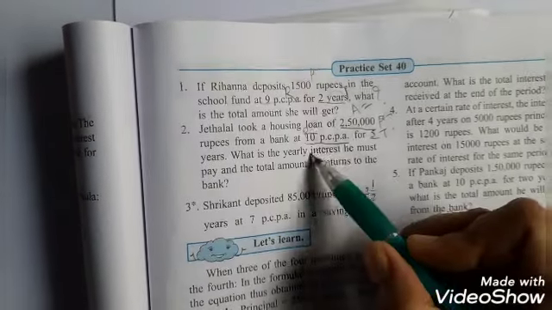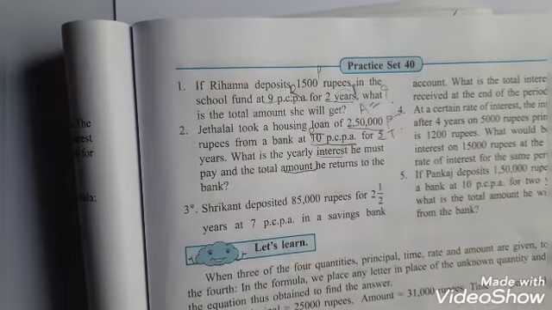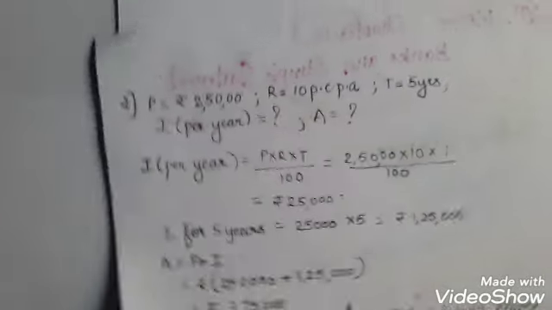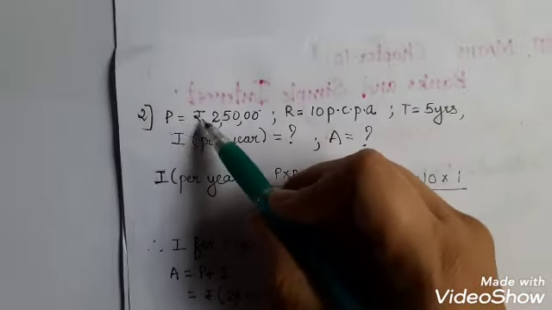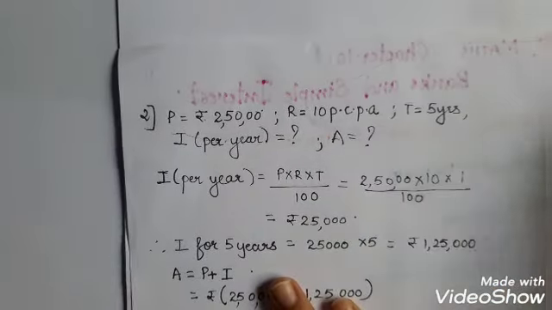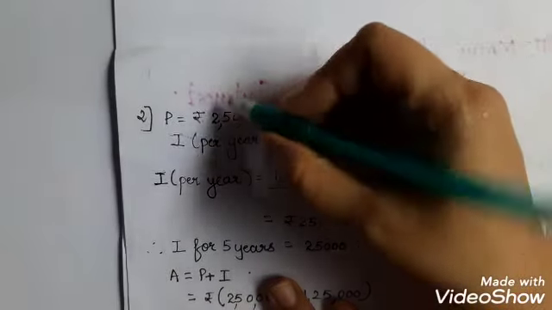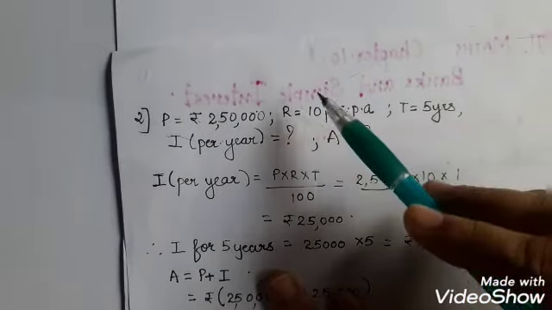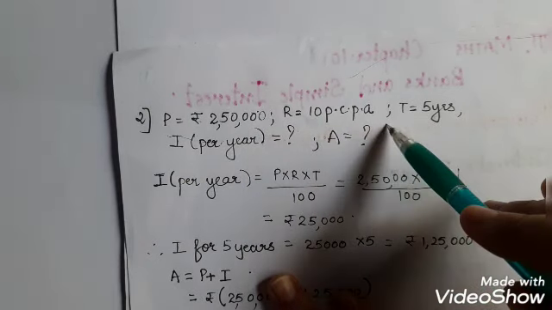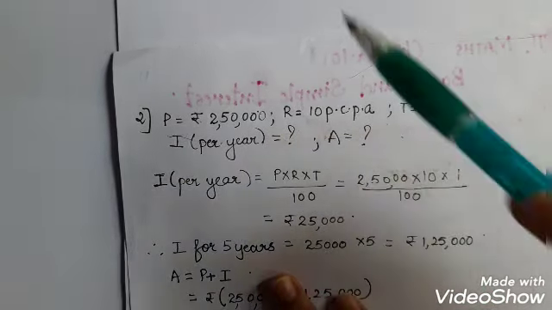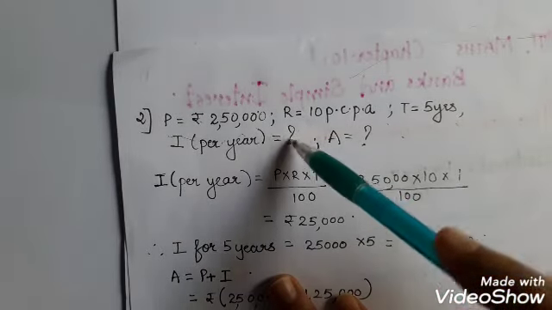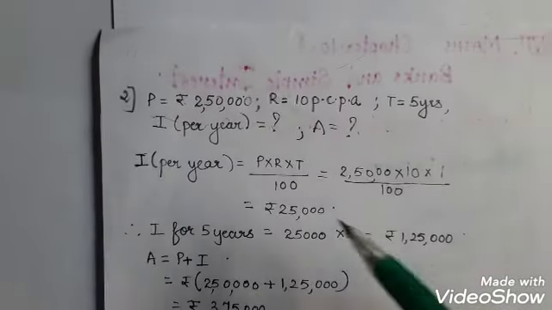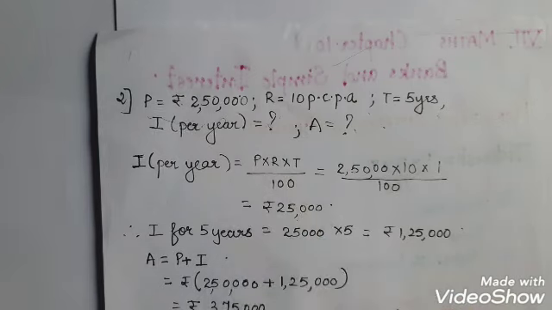So we have to find the interest and, along with that, we have to find the amount. So now let us see the sum. Solution. Principal is 2,50,000. R is 10 percent per annum. T is 5 years. We have to find interest per year, which is not known to us, and also the amount, which is not known to us. So interest is P into R into T upon 100.